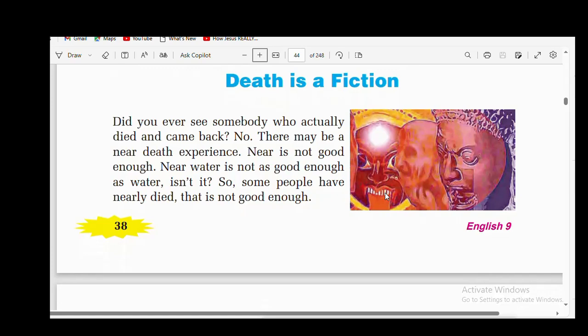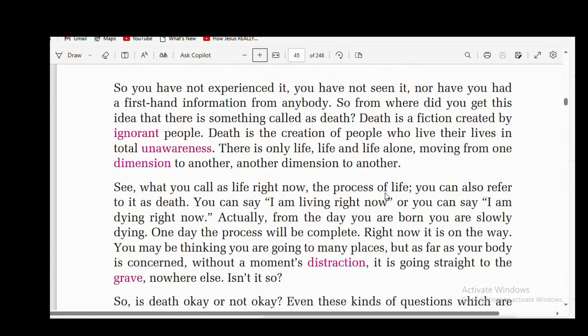Whether there is death or life, you have not experienced it. No one has experienced it during their life. You have not seen it. No one has seen it, nor have you had first-hand information. We don't have exact information about death from anybody. So from where did you get this idea? From where did the idea of death come, that there is something called death?